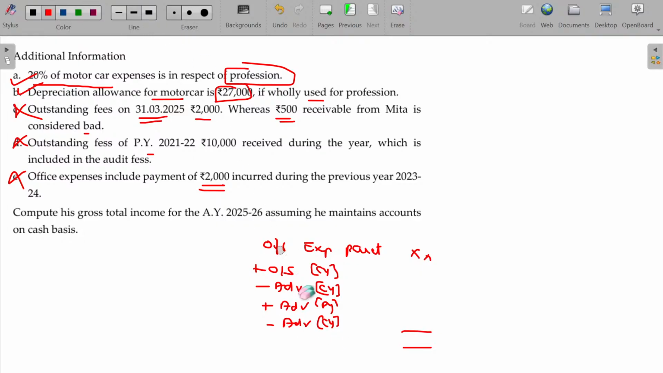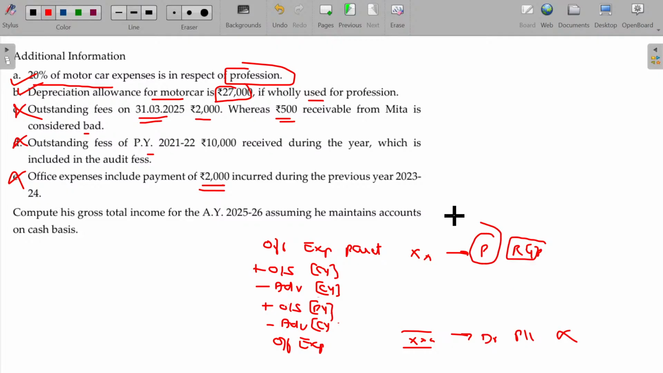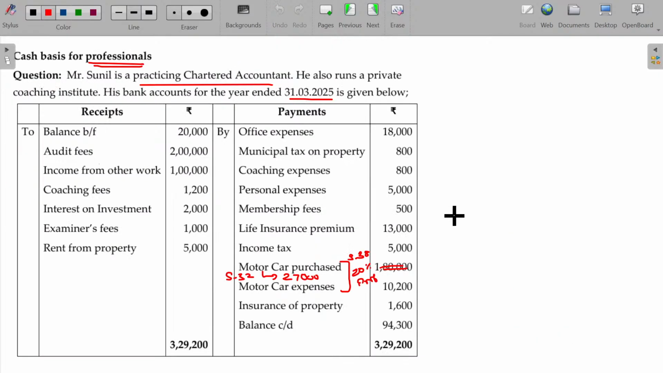Outstanding of the previous year and advance of the current year. The ultimate value will be office expenses debited to the P&L account. This is the item shown on the payment side of the receipts and payment account. I never bothered about this one. I bothered about only what? Payment. I have been given only the receipts and payment account. Whatever the amount there, I can show directly.